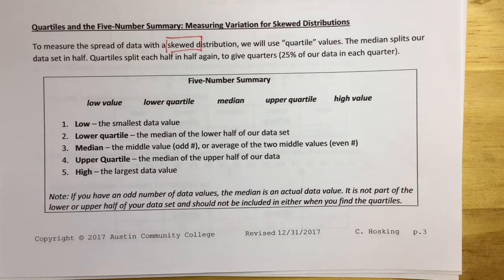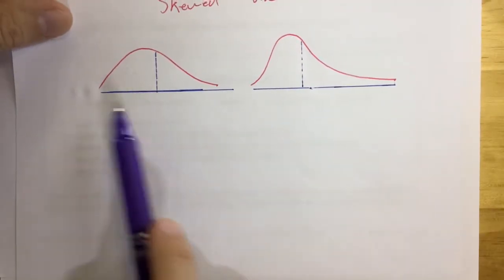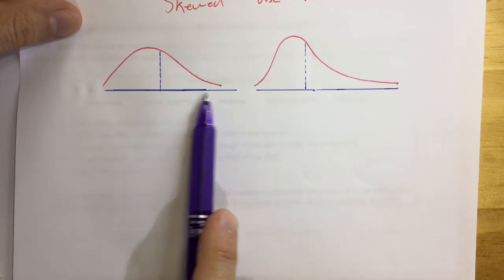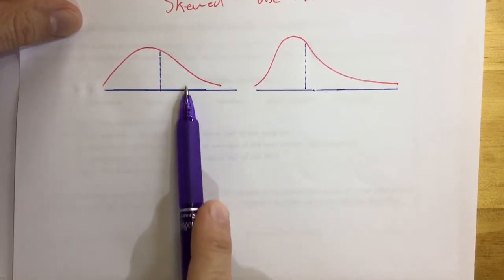If you have skewed data, for that we're going to be using the median. I talked about that over here as well, because if you use a mean value, that mean is going to get pulled in the direction that it gets skewed. So your mean could be way off to the side.